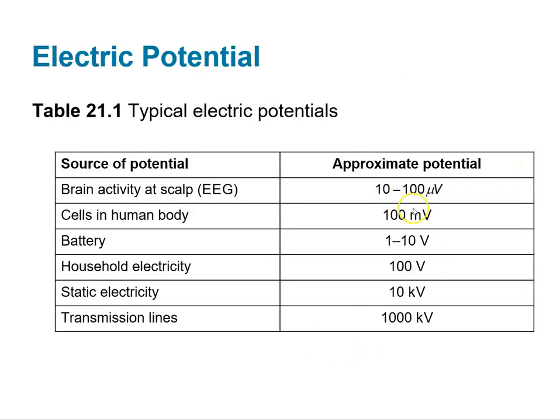And these are some typical electric potentials at certain places. In the cells in a human body, there's an electric potential of 100 millivolts. In transmission lines, there's an electric potential of 1,000 kilovolts. A battery has an electric potential of 1 to 10 volts. So those are just some different electric potentials. And again, those are areas where a charge will experience potential energy.